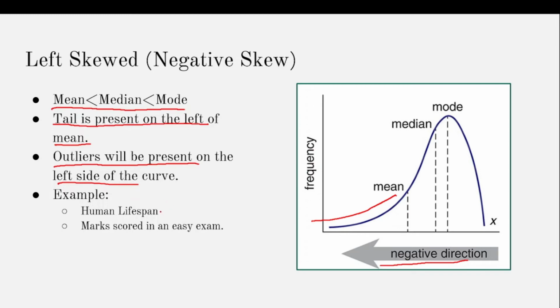A common example of a left skewed distribution is human lifespan. We know that most humans will have a lifespan in the range of 40 to 60, but there will be very few people who die at an early age. So because of this, we get a left skewed distribution. Another example is marks scored by students in an easy exam. In an easy exam, most of the students will get marks in the higher range, while very few students will get low marks. Hence, we get a left skewed distribution.